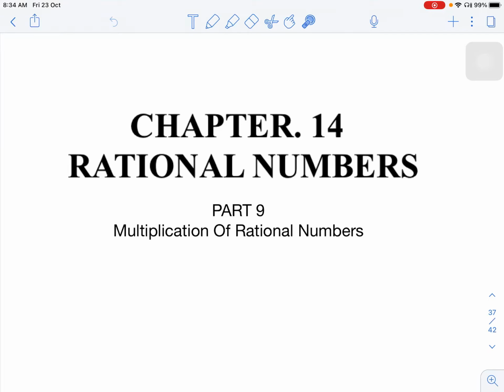So hello students, today we are going to learn chapter number 14, that is Rational Numbers of class 7. In this part we are going to learn multiplication of rational numbers. Up till now we have seen addition and subtraction of rational numbers.